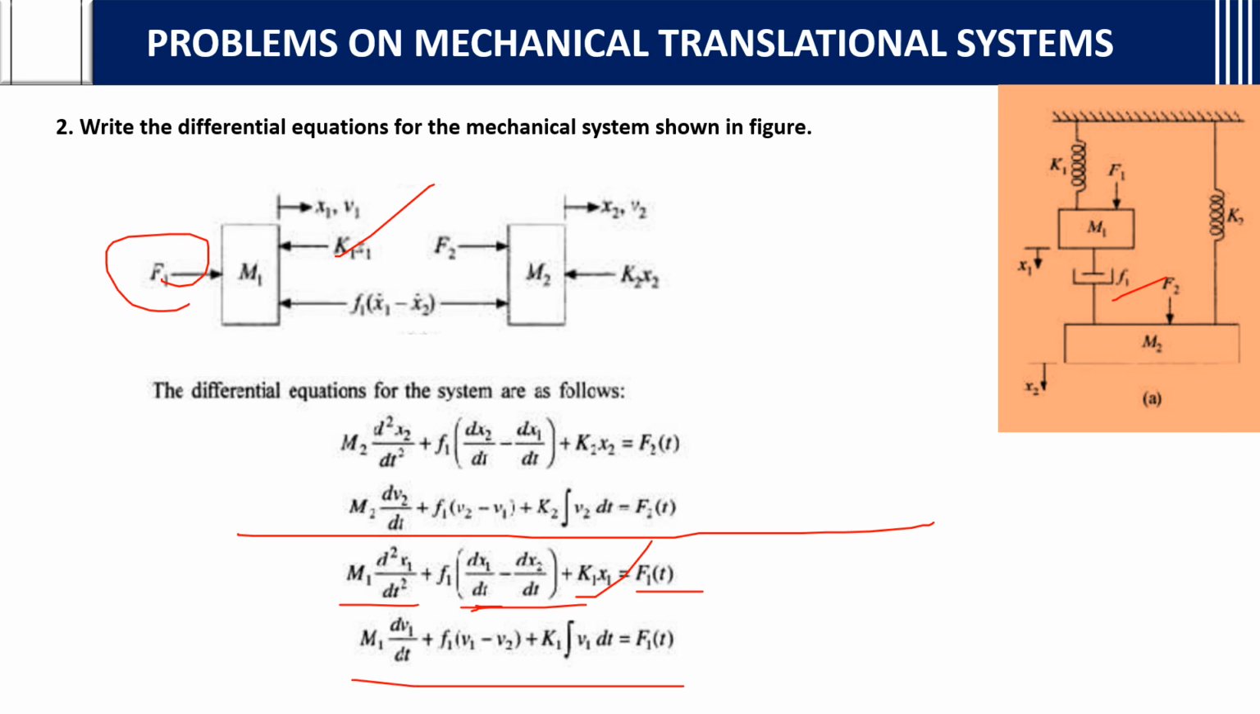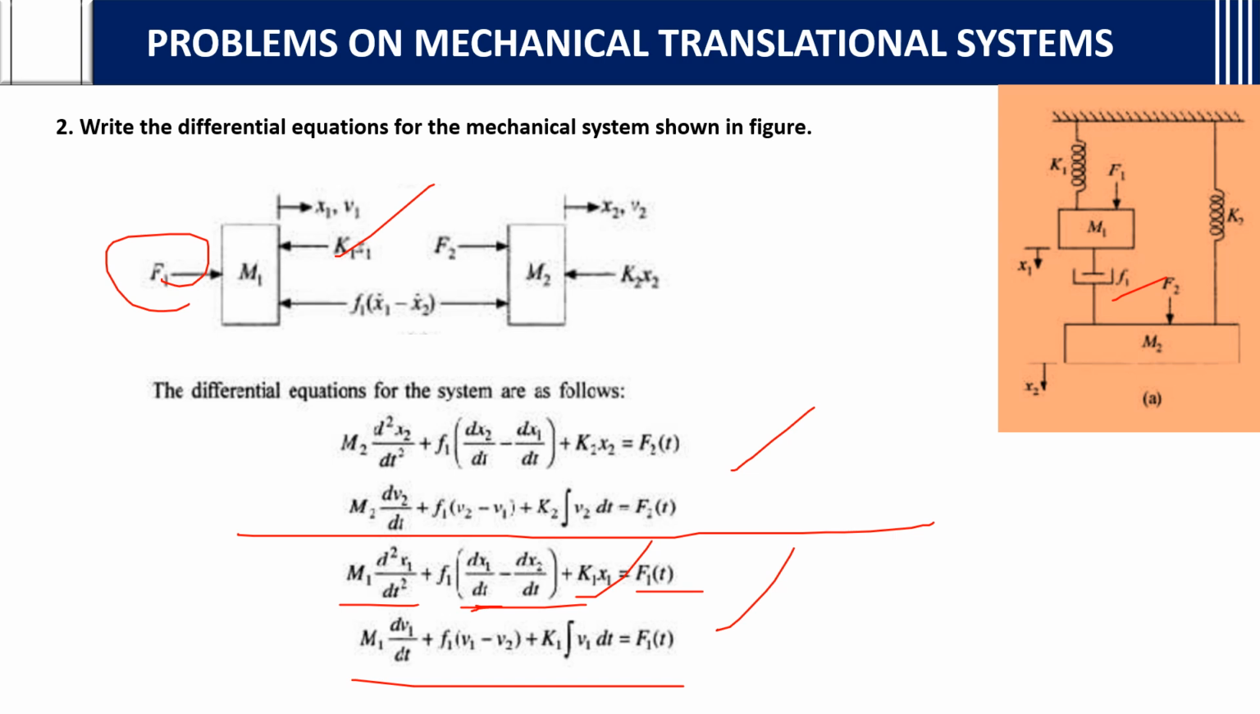Then in terms of velocity, how will we convert? m1 into dv1 by dt plus f1 into (v1 minus v2) plus k1 into integral v1 dt, that is equal to f1 of t. So here they just asked for the differential equation. So we have found the differential equations.